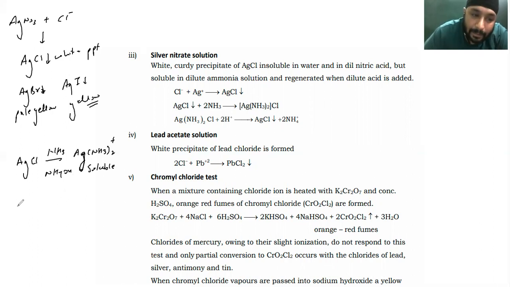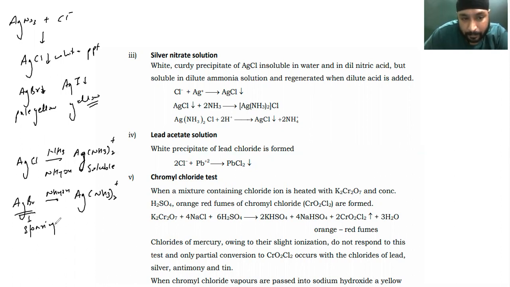The same reaction happens with AgBr, but it is only sparingly soluble. The ammonium hydroxide doesn't make all of the AgBr dissolve; only some of the AgBr becomes soluble. So it is sparingly or partially soluble in ammonia.